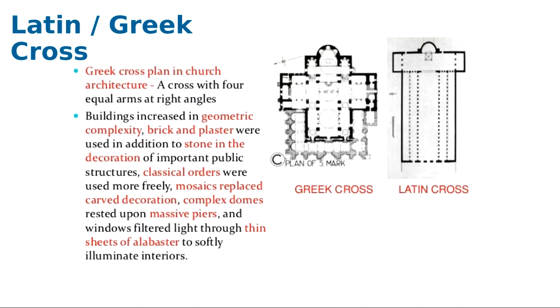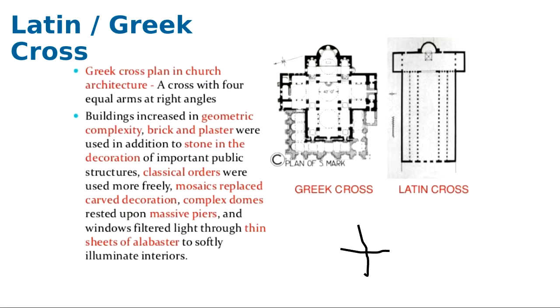Something that I do want you to notice, and again we won't talk about it too much, is the idea of the Greek cross plan. So the two common plans they were using were the Latin cross, which we've been talking about, and the Greek cross plan. This one is more squarish and more symmetrical, more of a plus sign, if you could see it like that. But again, it was also representing the cross.